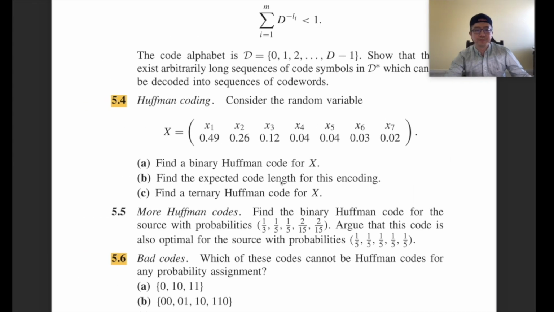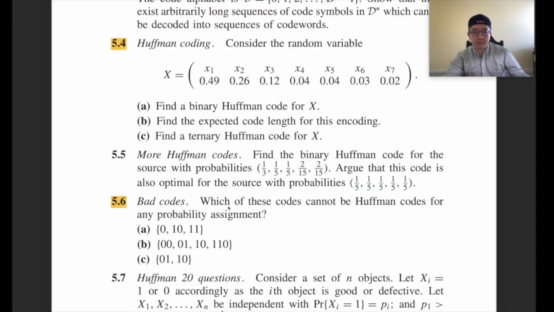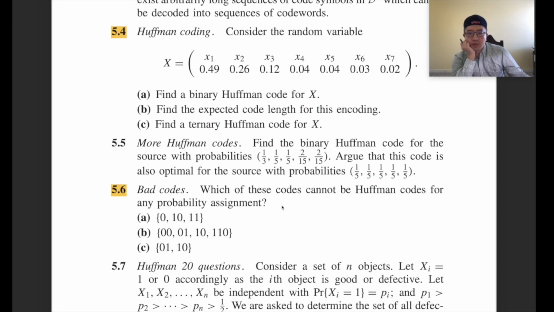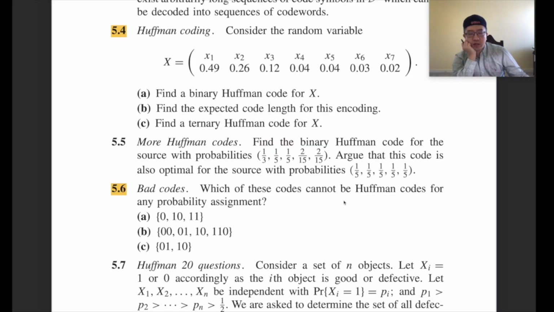Okay, let's see the next one. Next one is 5.6, bad code. I ask you to see which of the codes cannot be a Huffman code with this probability assignment. So let's see the first one, 5.6a. The way of thinking about this problem is that we know Huffman codes are optimal. If you see this code may not be optimal, then we know it may not be a Huffman code. Clearly for this one, it could be a Huffman code. Like we have the probability half, 1/4, 1/4, and then we could construct a Huffman code.